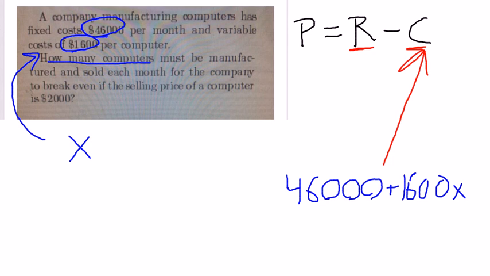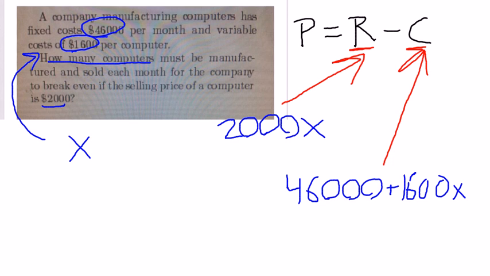Our revenue, the money we're bringing in, well, we're selling the computers for $2,000 each. If we sell 2 computers, it's going to be 2 times 2,000. If we sell 3, it'll be 3 times 2,000. If we sell 100, it'll be 100 times 2,000. So it's just going to be 2,000 times the number of computers that we sell.